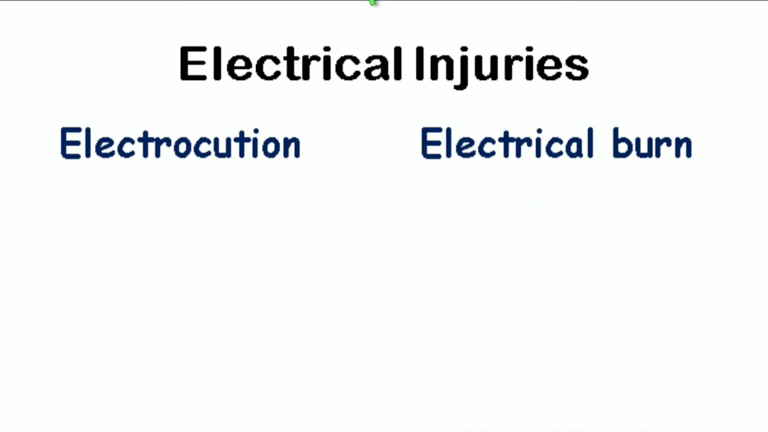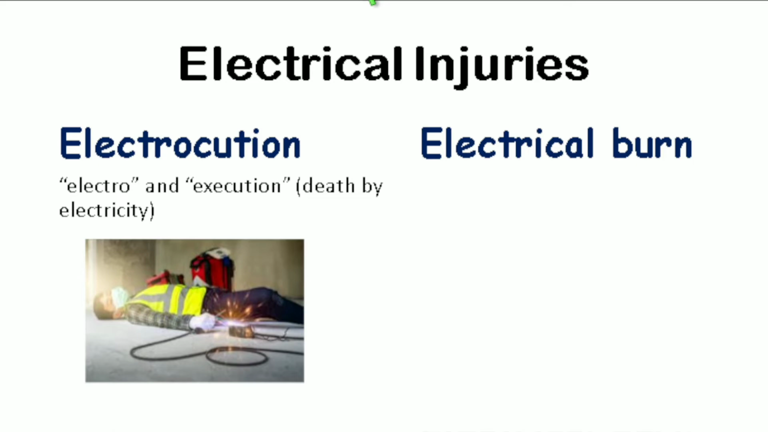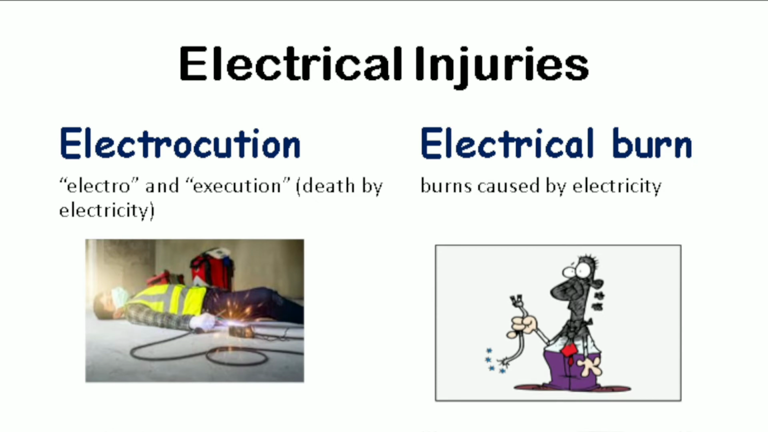Next is electrical injury. We have here the electrocutions and electrical burns. Electrocution is the most fatal among the different types of electrical injuries. In fact, the word comes from electro and execution, meaning death by electricity. Electrocution happens when one is exposed to a large or lethal amount of electrical energy. Electrical burns, on the other hand, are burns caused by electricity, usually through arc flashes, thermal contact, and even electric shock.